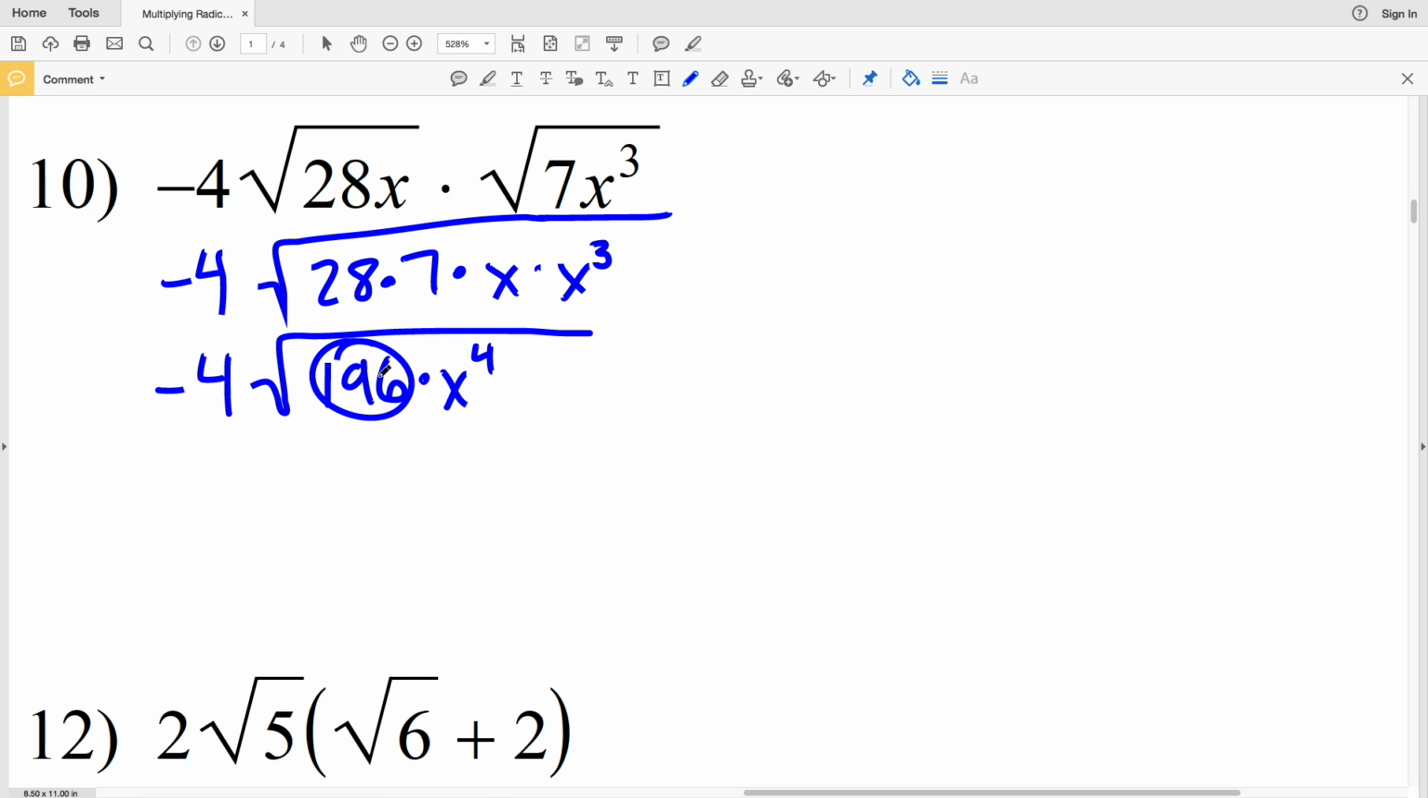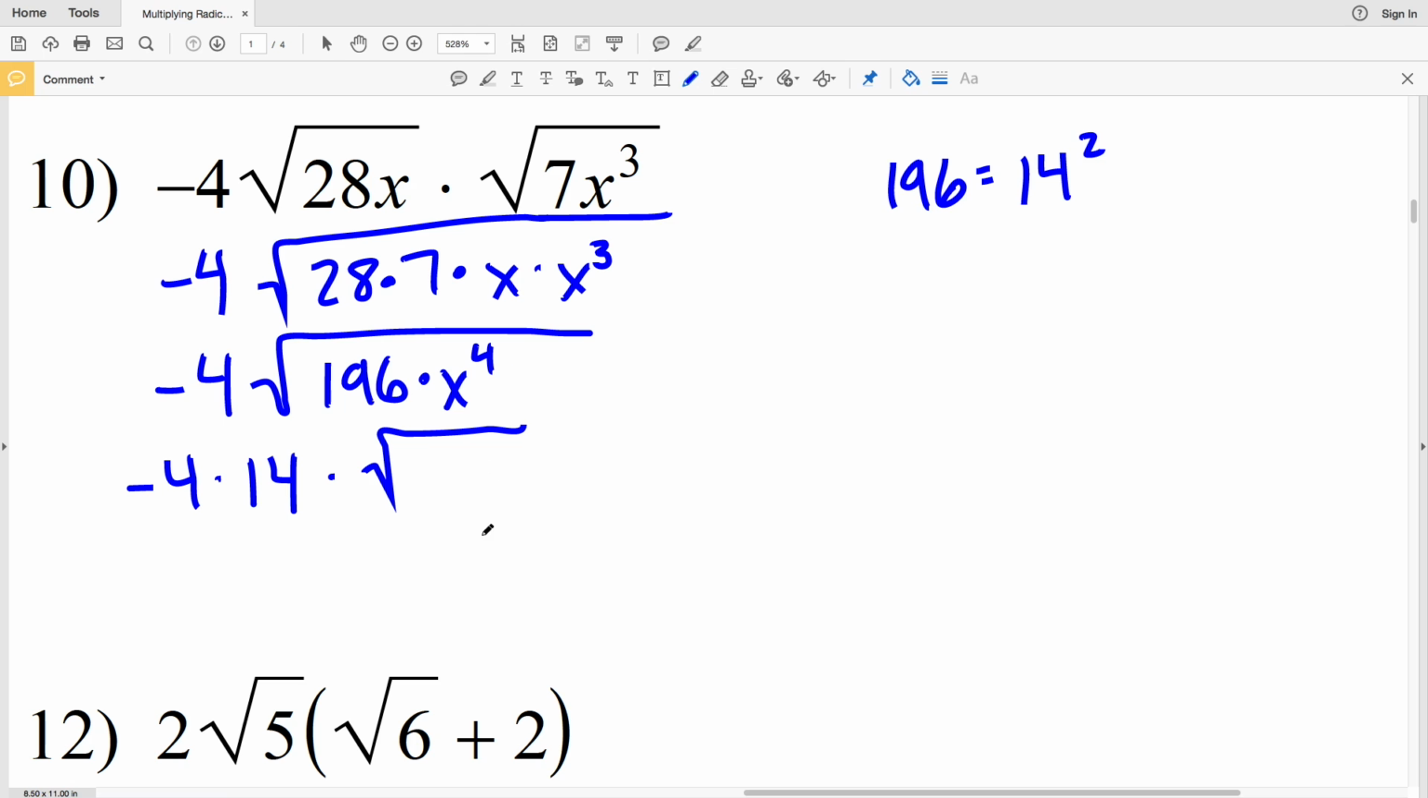Now 196 is a perfect square. The square root of 196 is a positive whole number 14. That's because 196 equals 14 squared. So when I take the square root of that, I'll get 14. So I'll have negative 4 times 14 times the square root of x to the fourth.